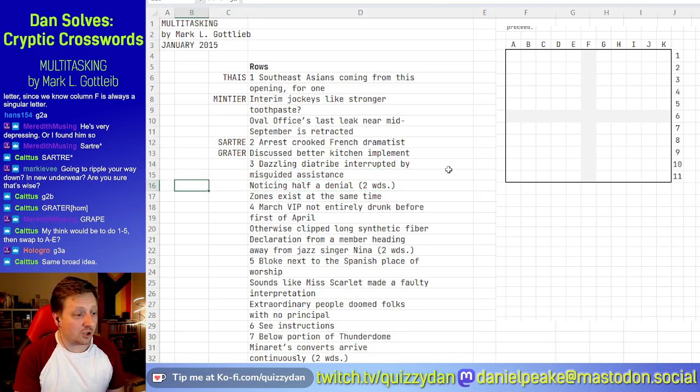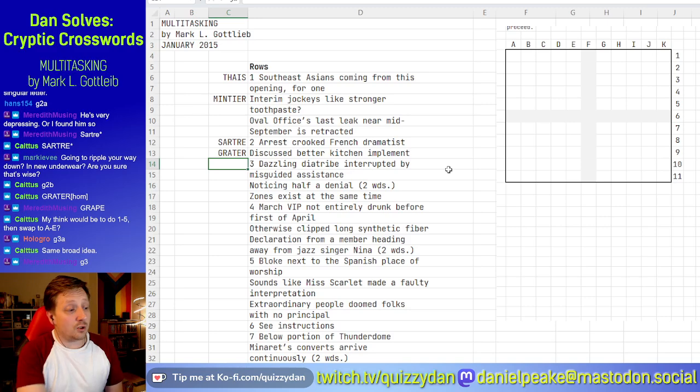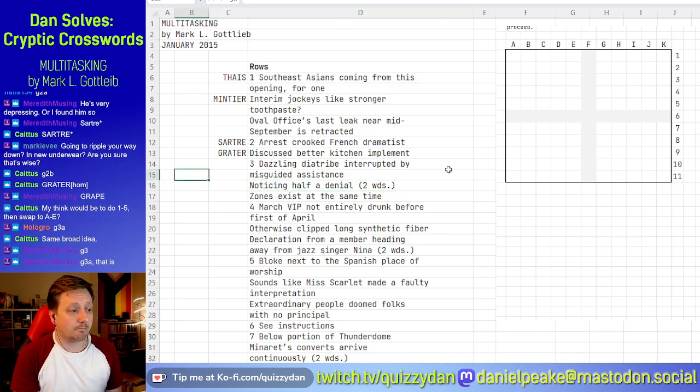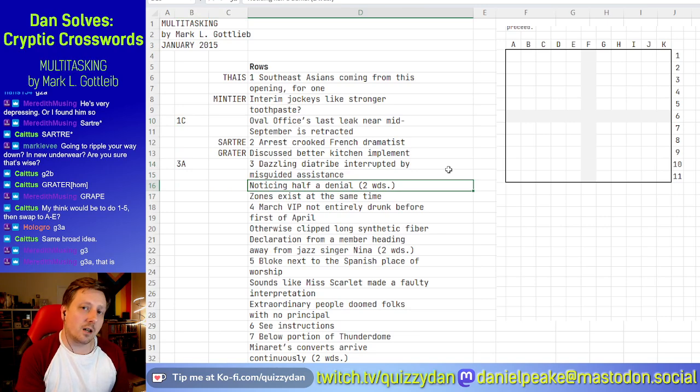In future, I might remember to enumerate these, but I probably won't. Noticing half a denial. Okay, yes, I've got this one. Happy with this one. So this is 3B. 3A, 1C. Just go for 3B if you've got noticing half a denial.